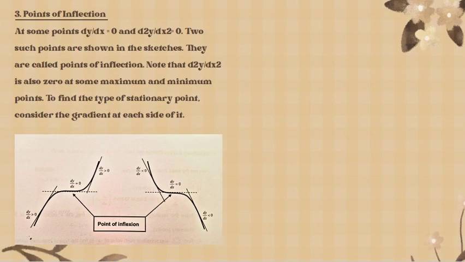At some points, dy/dx is equal to 0 and d²y/dx² is equal to 0 too. Two such points are shown in the sketches. They are called points of inflection. Note that d²y/dx² is also 0 at some maximum and minimum points. To find the type of stationary point, consider the gradient at each side of it. As you can see, the point of inflection picture is below.